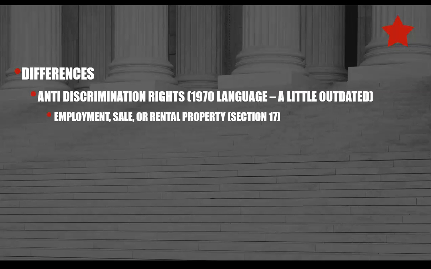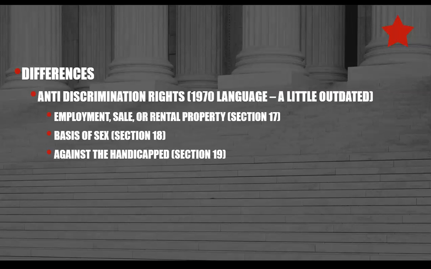You cannot discriminate in employment or in the sale or rental of property. That is from Section 17 of the Bill of Rights. You cannot discriminate on the basis of sex. That is in Section 18 of the Bill of Rights. It's really interesting that this is not in the U.S. Constitution yet, but again, it just never was approved by 3/4 of the states. You cannot discriminate against the handicapped. That is in Section 19 of the Bill of Rights.